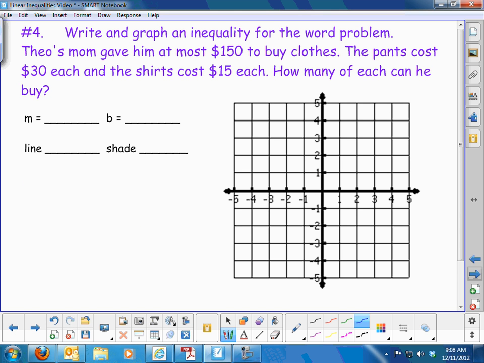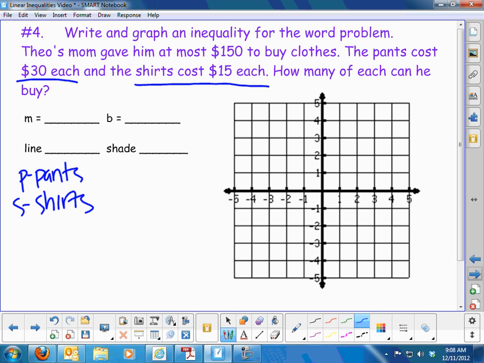And the last one, number 4. Write and graph an inequality for this word problem. Theo's mom gave him at most $150 to buy clothes. The pants cost $30 each, that's important, and the shirts cost $15 each. How many of each can he buy? So we're going to write an inequality, 2 variables to determine this. I'm going to say that P represents my pants and S represents my shirts.